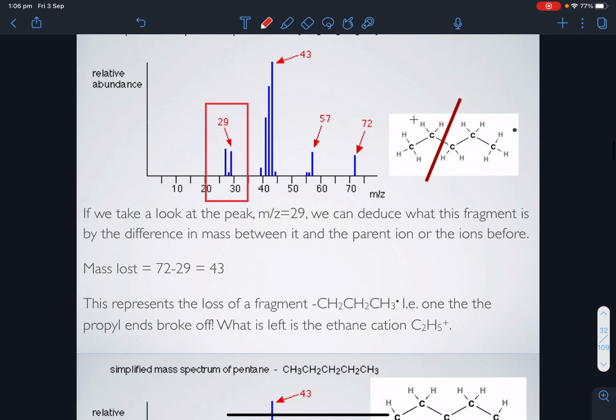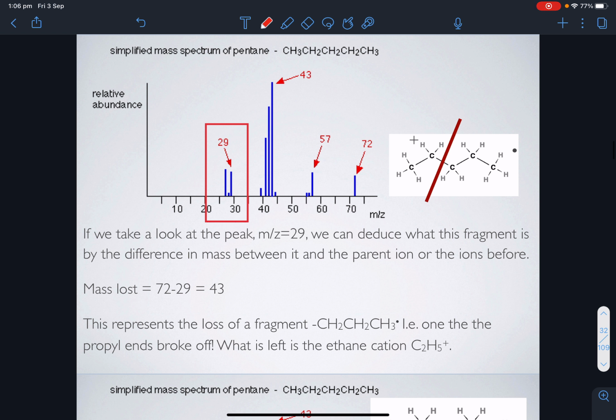Okay, let's go down to 29. We've lost 43. So what we've done is lost another 14. So let me just write 15, 14, and 14. 15, 14, and 14 equals the 43, doesn't it? And so we've got a break on this side now. So it's kind of like it's reversed, it's mirror image.